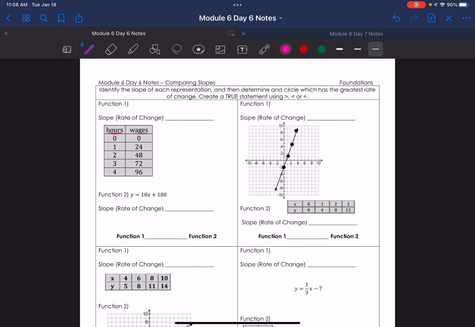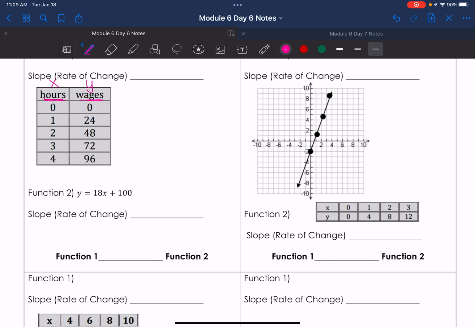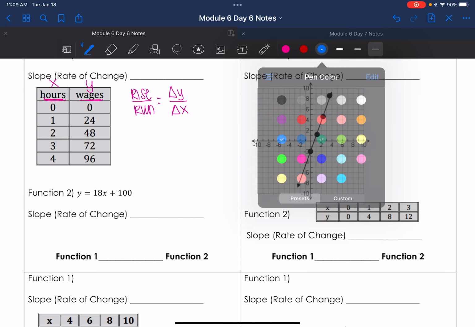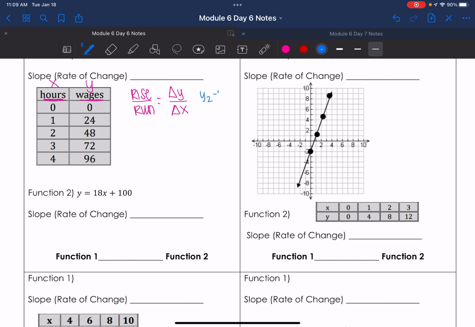Anytime we have a table, we always have an X and then we have a Y. I'm going to make this a little bigger for us. All right, so we have an X and a Y. Now, going from the rate of change, that slope, remember, is rise over run, or we can say the change in Y over the change in X. Or we could use these and create ordered pairs, so we could also say y2 minus y1 over x2 minus x1. So we've got a couple different ways that we can look at this.